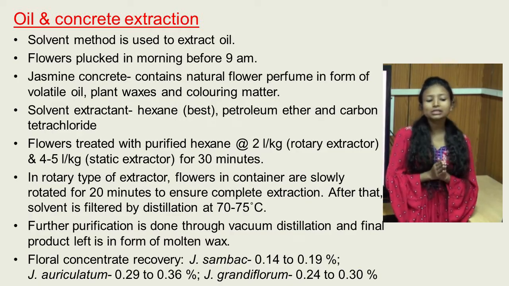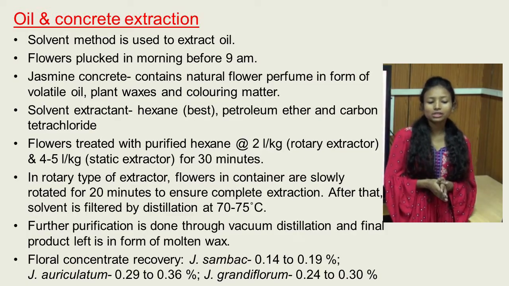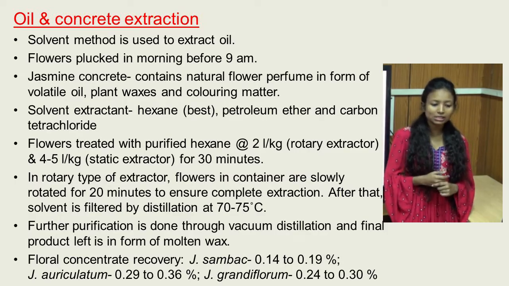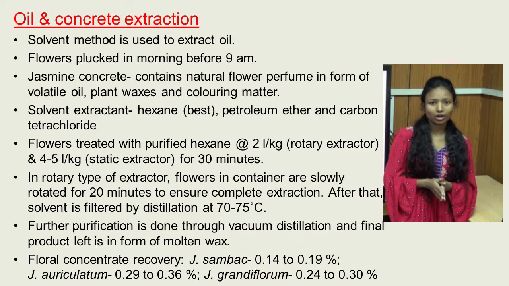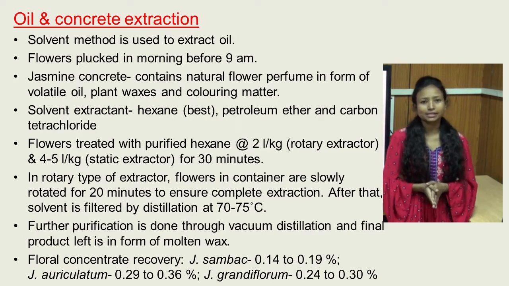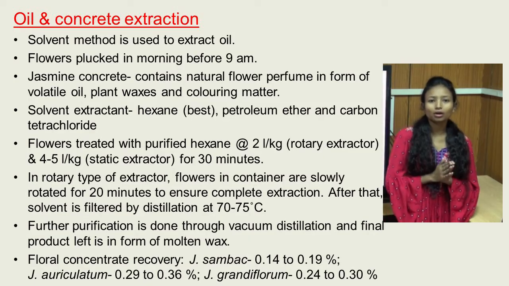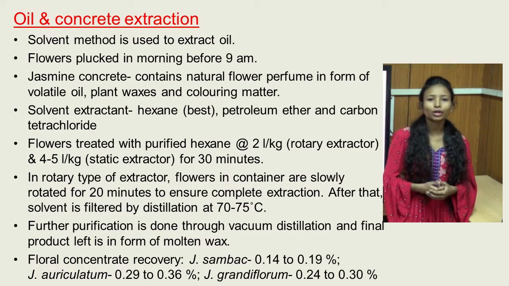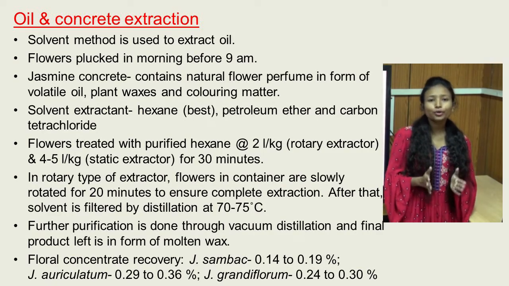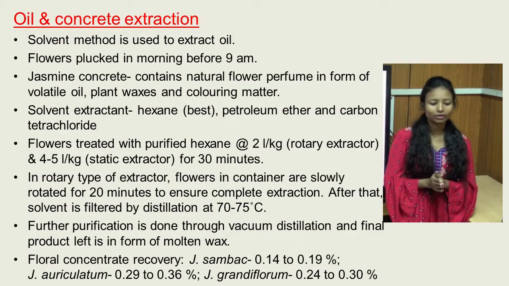So this treatment is done for 30 minutes. And in case of rotary type of extractor, the flowers in the container are mixed slowly with the hexane for 20 minutes, and this ensures complete extraction. Later on, after 20 minutes, for removal of the hexane, they are subjected to steam distillation at 70 to 75 degrees Celsius. To further purify the concrete, they are subjected to vacuum distillation, and the final product which we get is in the form of molten wax.